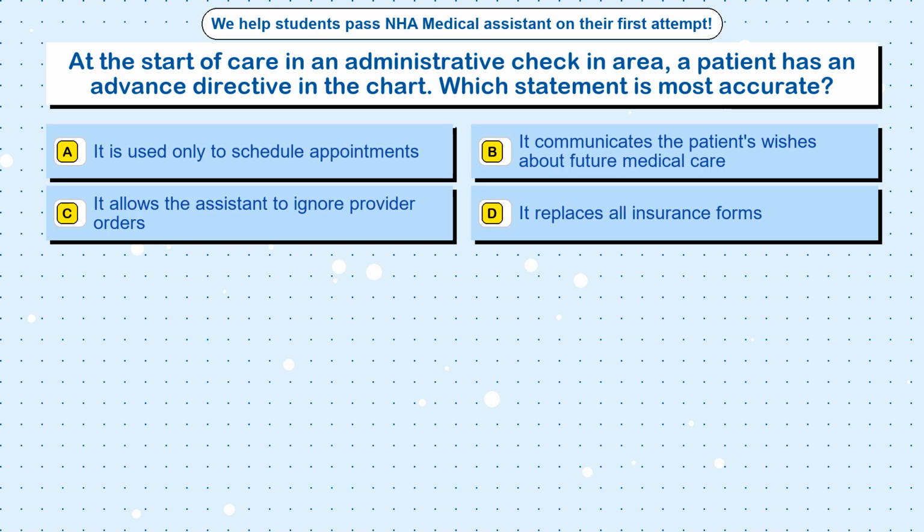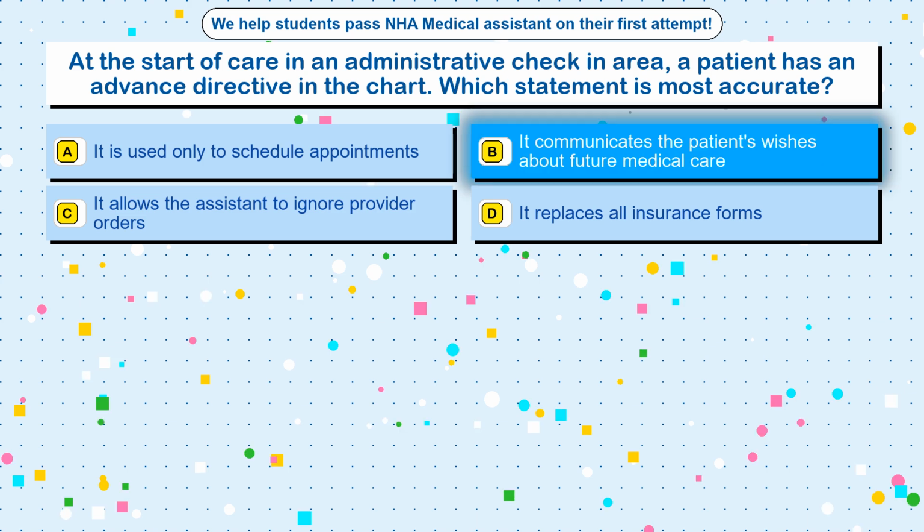Question 1. At the start of care in an administrative check-in area, a patient has an advance directive in the chart. Which statement is most accurate? Option A. It is used only to schedule appointments. Option B. It communicates the patient's wishes about future medical care. Option C. It allows the assistant to ignore provider orders. Option D. It replaces all insurance forms.